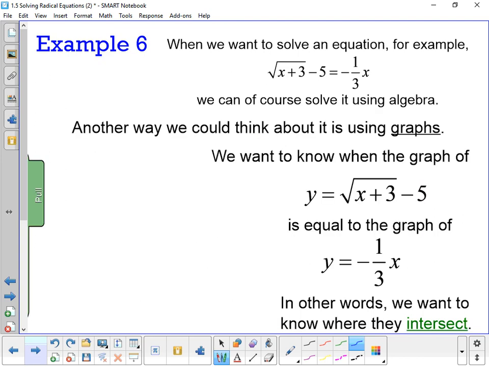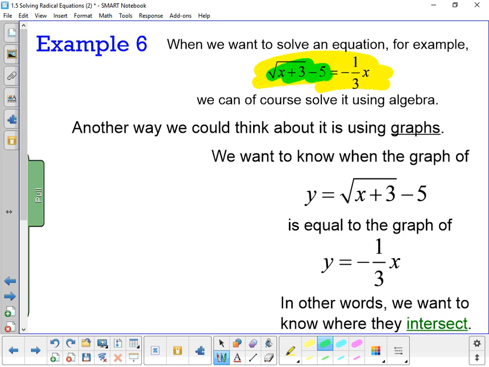Okay, one last thing we're going to talk about is when we have some really complicated equations that algebraically would be very difficult to solve. For example, this equation here, very complicated. We've got square roots, we've got a -5, we've got a -1/3. We could solve it algebraically, we could, but it's actually a lot easier to think about graphically.